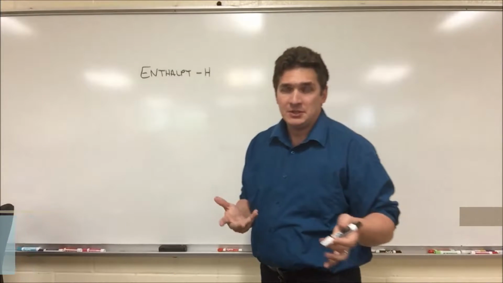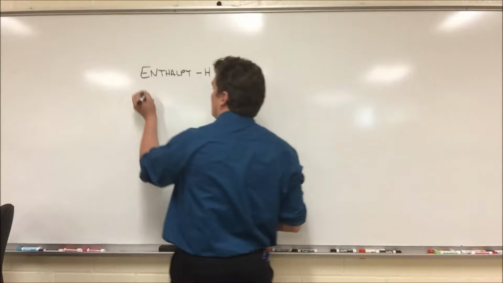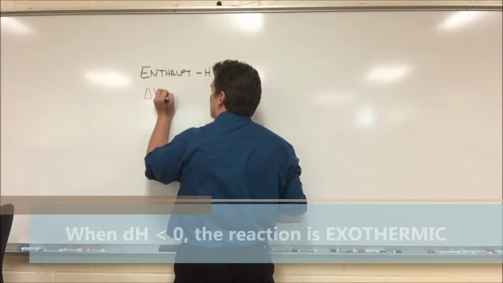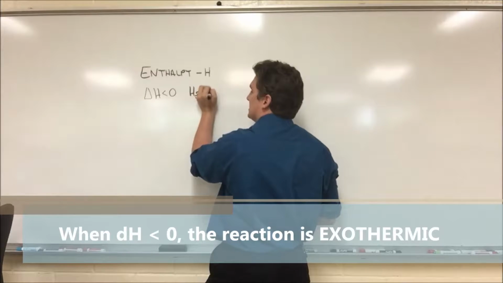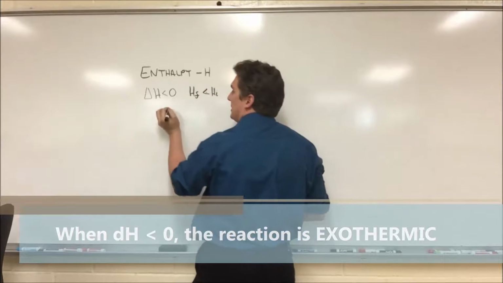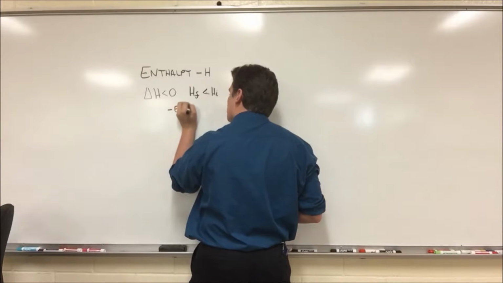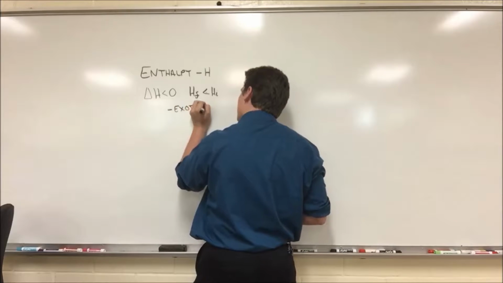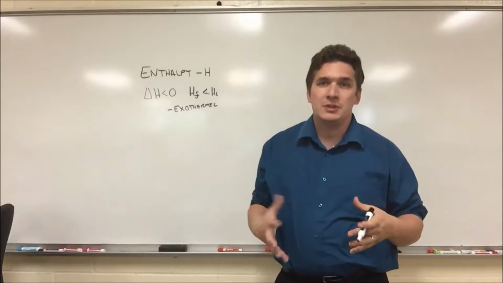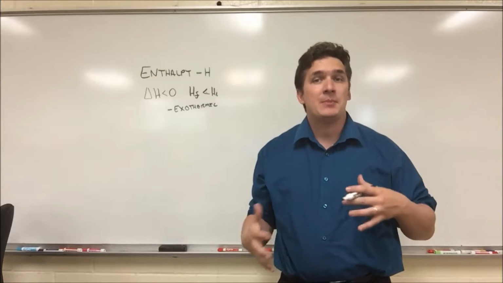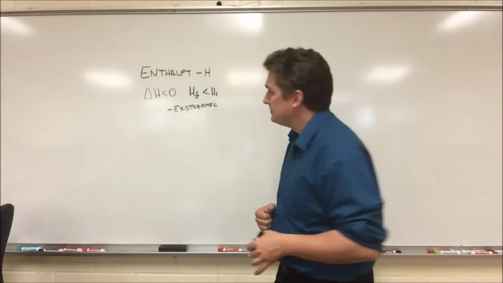Now, there are two conditions for the change in enthalpy. The first is when we have a delta H less than 0. Specifically, our final enthalpy is less than our initial enthalpy. We define these as exothermic reactions. And exothermic reactions are ones where the heat is released into the environment, so we see a positive change in the temperature of the environment.